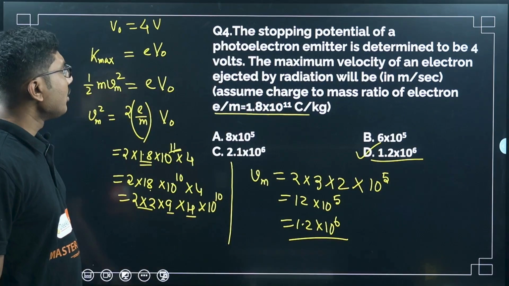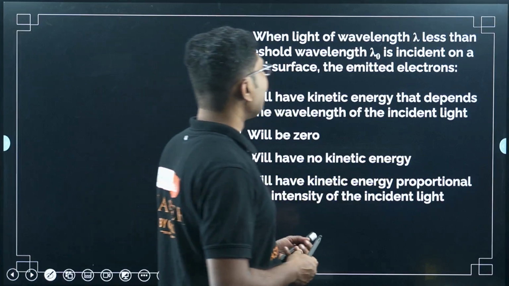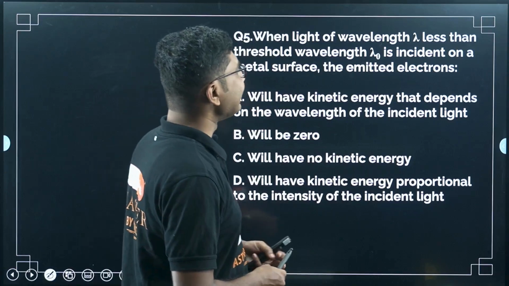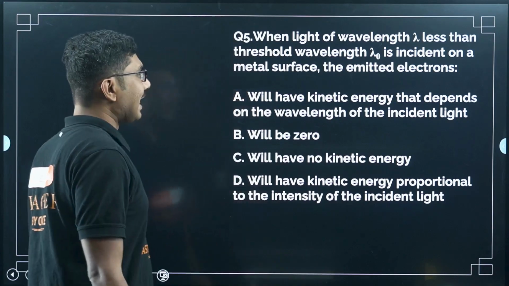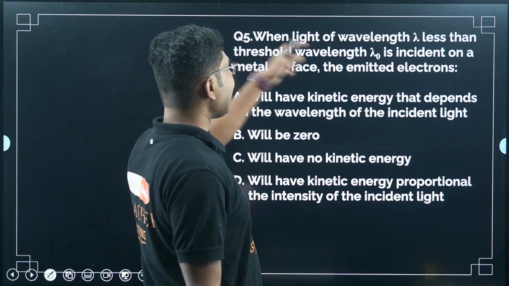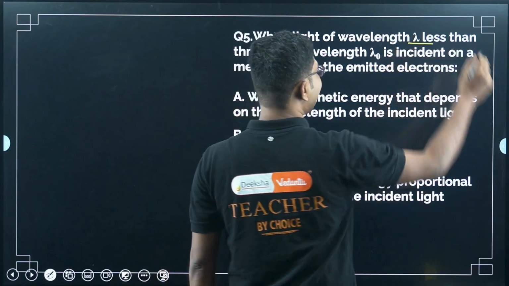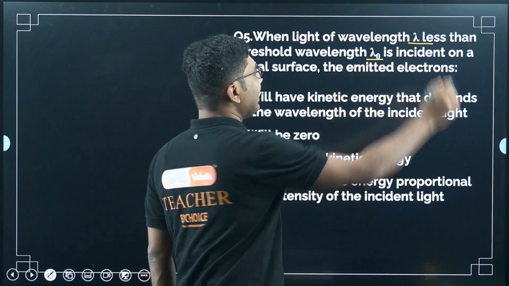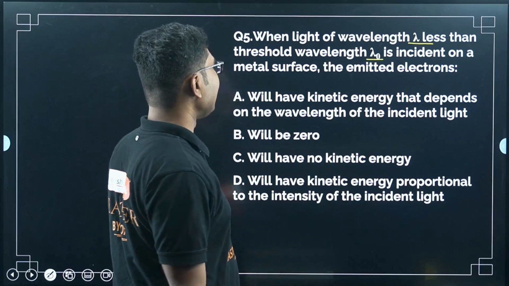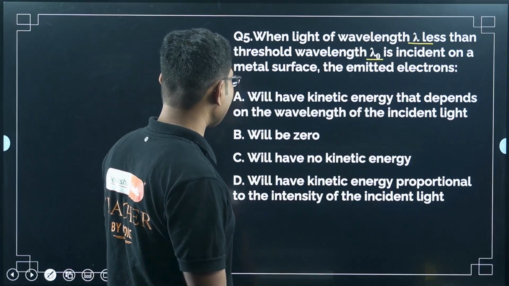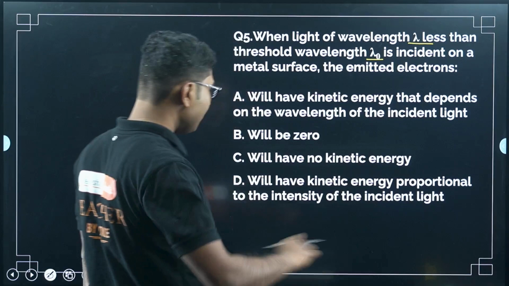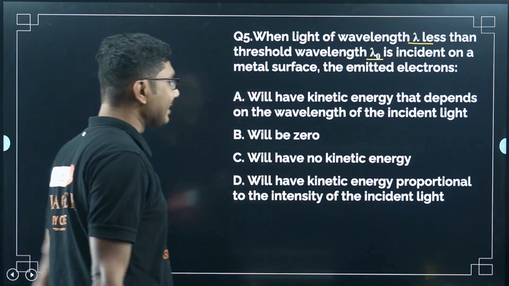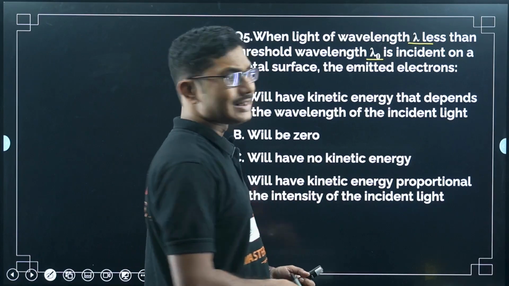Now let's move on to the next question. When light of wavelength lambda less than threshold wavelength lambda naught is incident on a metal surface, the emitted electrons will have kinetic energy that depends on the wavelength of the incident light, will be 0, will have no kinetic energy, or will have kinetic energy proportional to the intensity of the incident light.